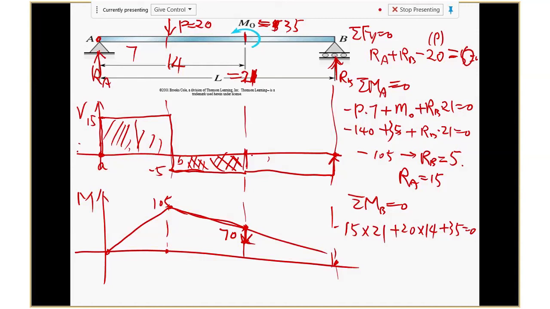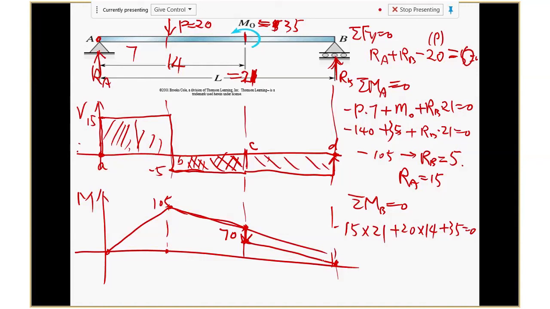You continue to accumulate this area here, right? So from this point C to point D, how much do you accumulate? 5 times 7, so 35. So you jump down another 35. So here you're back to 0.